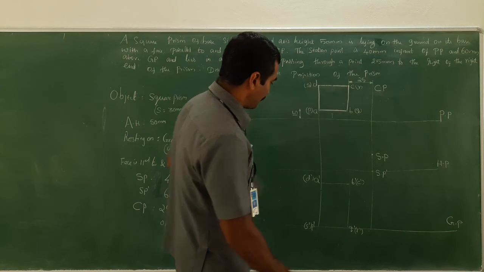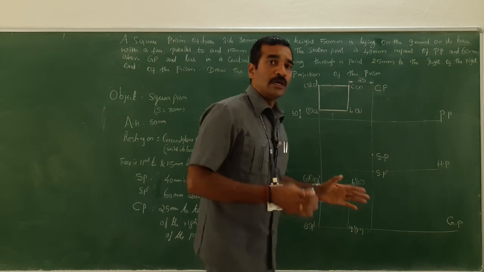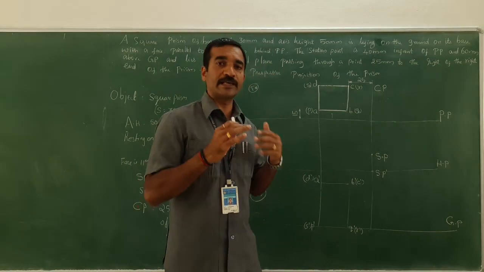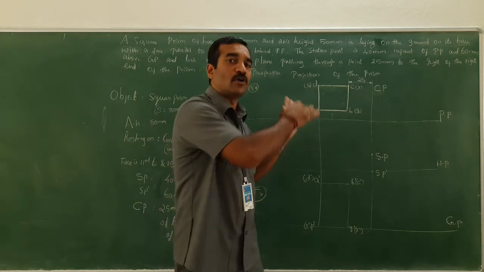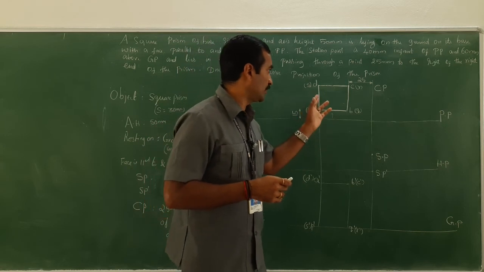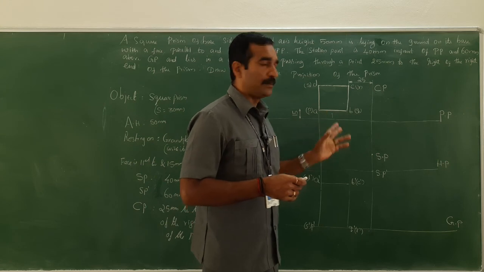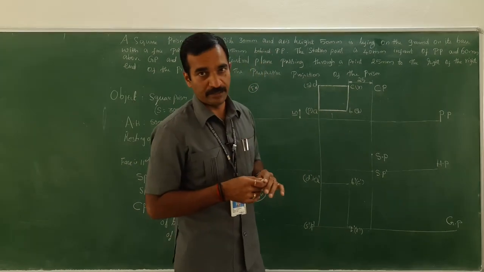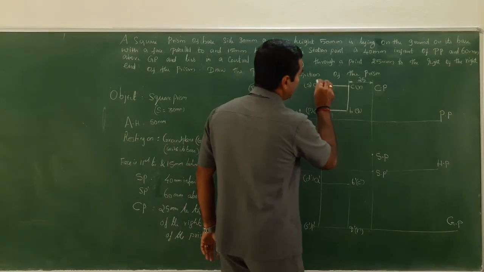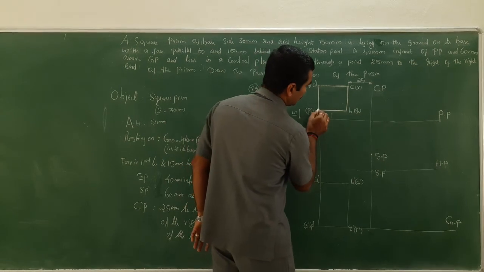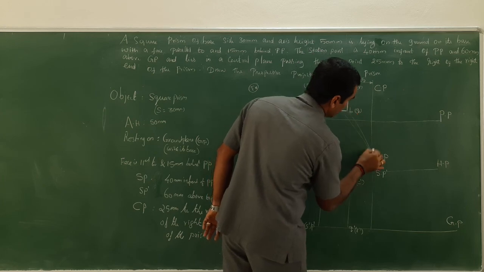I have completed the top view and the front view. Now, I need to draw the visual rays. Visual rays are imaginary lines drawn to join all the corners of the object which pierce the PP, that is passing through the PP. So, I need to draw visual rays, right? Visual rays from each of the corners. So, let me just draw this one, connect this one, connect this one, connect this one.